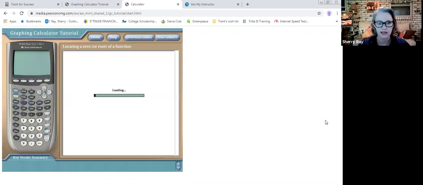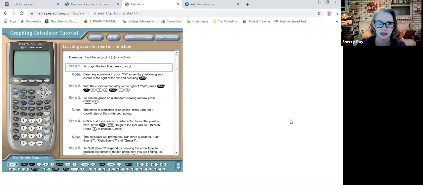And what's nice about this, and I'm sure you can't see it, but the function that we have here is x squared plus 2x minus 8. So it actually shows you exactly what buttons to hit, and you can just follow along with this with your mouse.